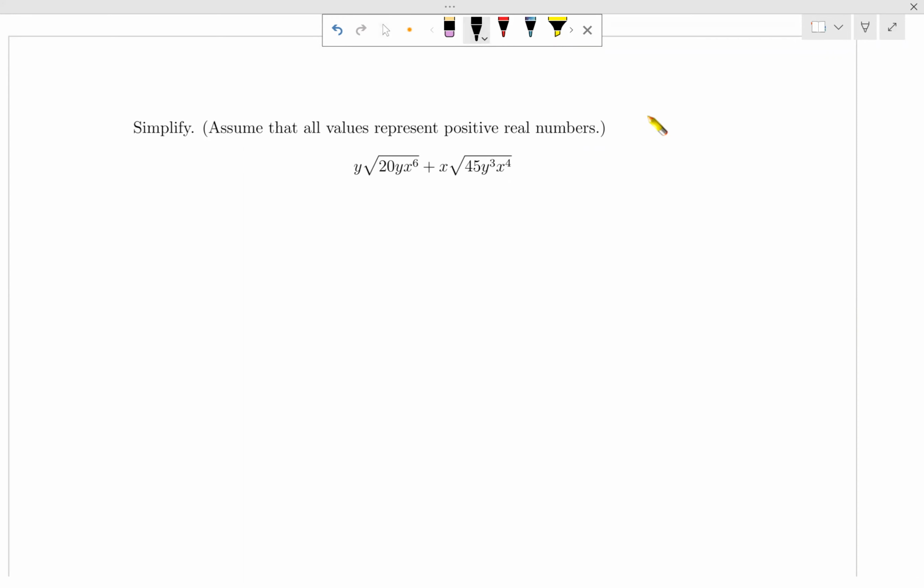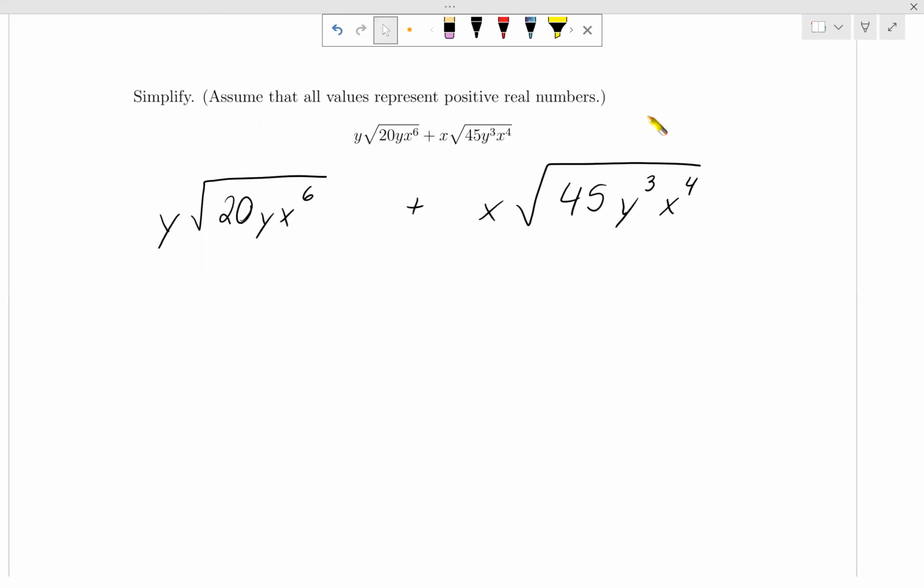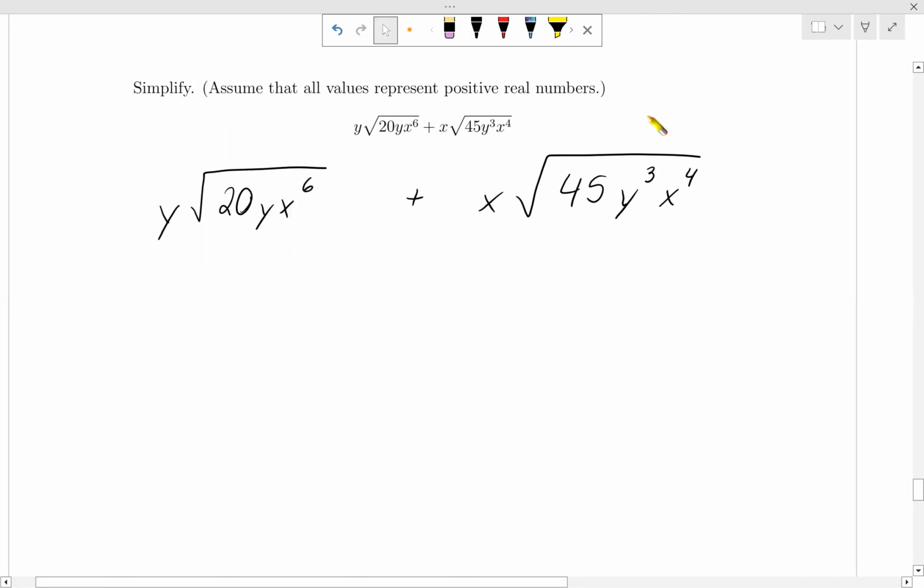All right, so the expression says y on the square root of 20 times y times x to the sixth plus x on the square root of 45 times y cubed times x to the fourth. All right, so I'm going to treat these as two separate problems. And then when I get to the bottom, I'll add them together and see what happens after that. So first, looking at this one, I'm going to draw a little dashed line right here to keep them a little separate.